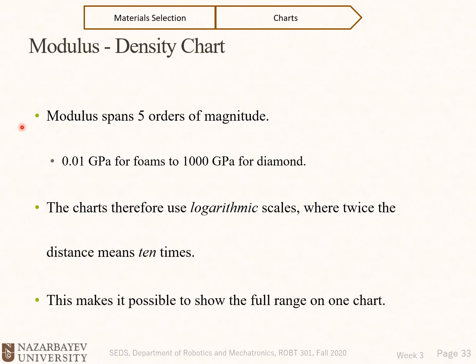Modulus density chart that we already watched. Modulus spans 5 orders of magnitude from 0.01 gigapascal for foams to 1000 gigapascal for diamond. Okay, so huge range. It's a huge range. The charts therefore use logarithmic scales where twice the distance means 10 times. Okay, so we have a logarithmic scale to cover the whole range. So please refer to those charts and see what do we mean by a logarithmic scale. This makes it possible to show the full range on one chart.